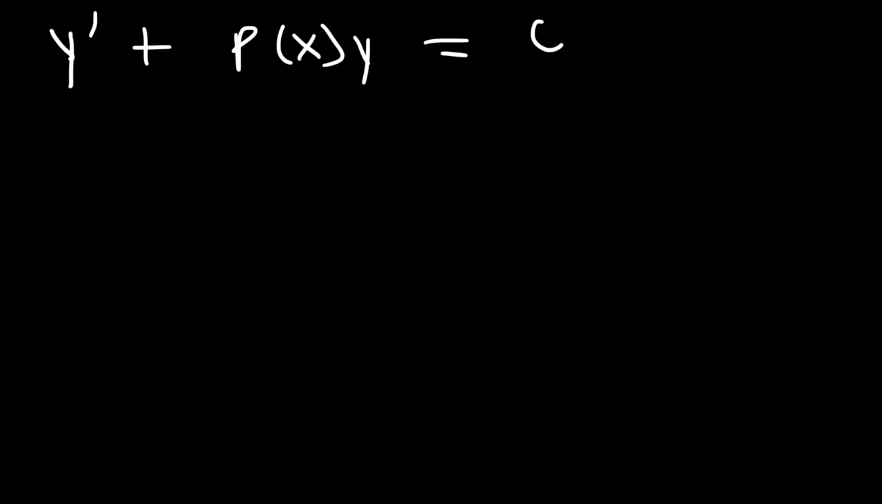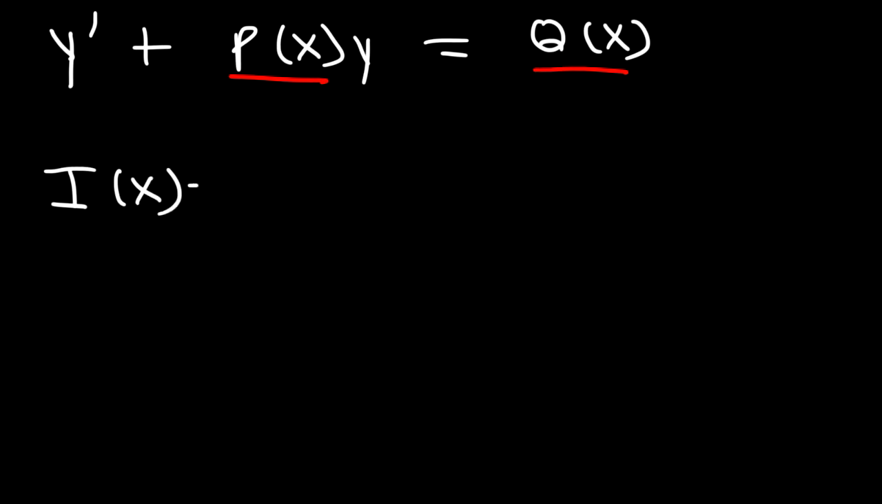In this video, we're going to talk about how to solve first-order linear differential equations. Now, the first thing you need to do is write it in standard form, and that is y prime plus p of x times y, which is equal to q of x. Once you have it in standard form, you need to identify the functions p of x and q of x.